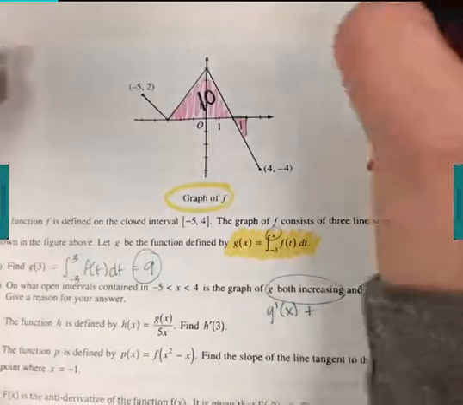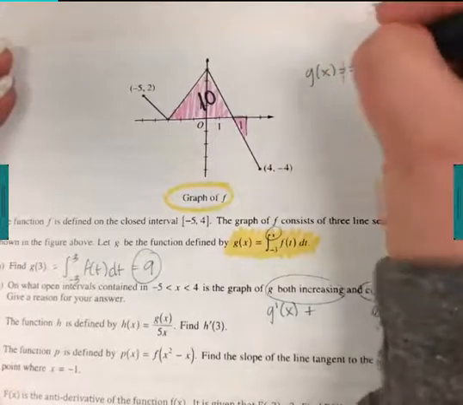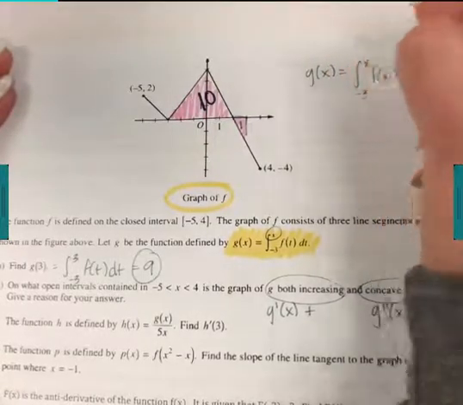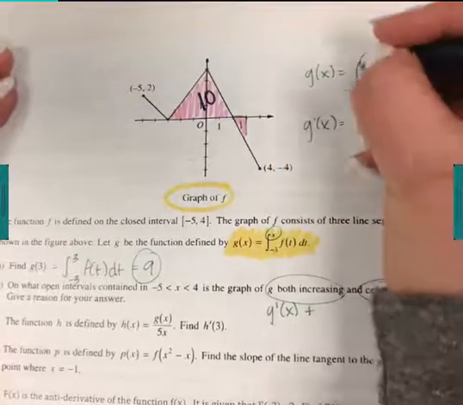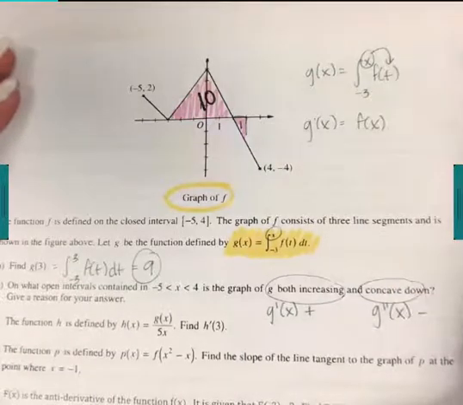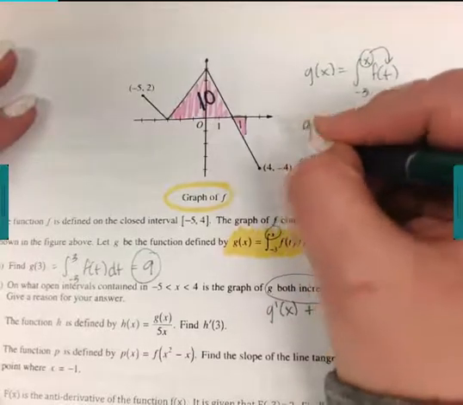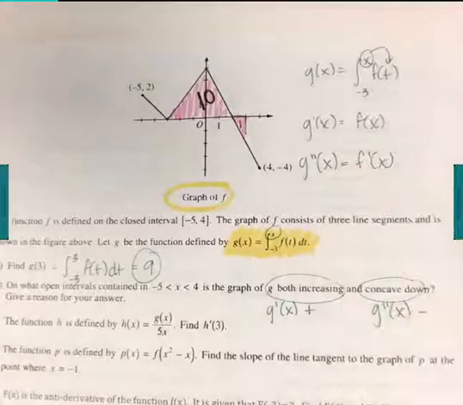So if G of x is the integral from -3 to x of f of t, what is G prime? F of x. Good job, Glenn. Okay, and f of x in the graph is going to be the y value. What will G double prime be? F prime, which is the slope. So look at your graph. I want G prime to be positive. Where will F be positive?